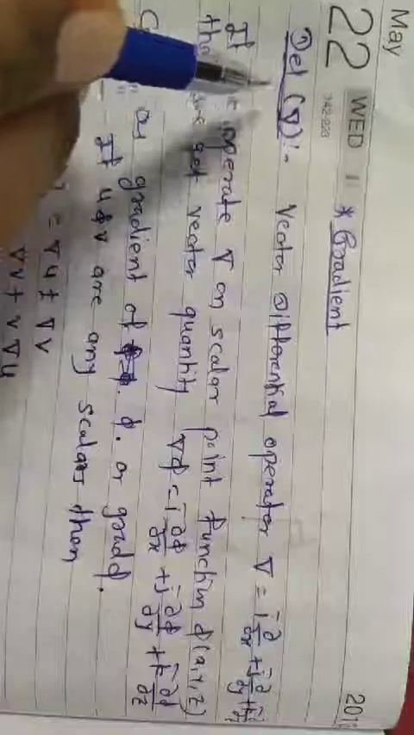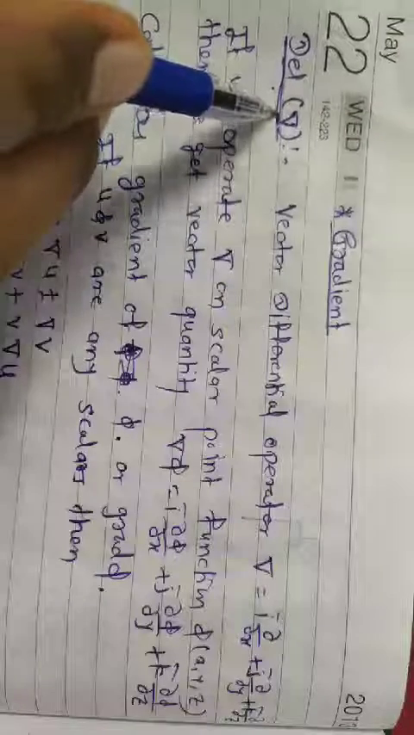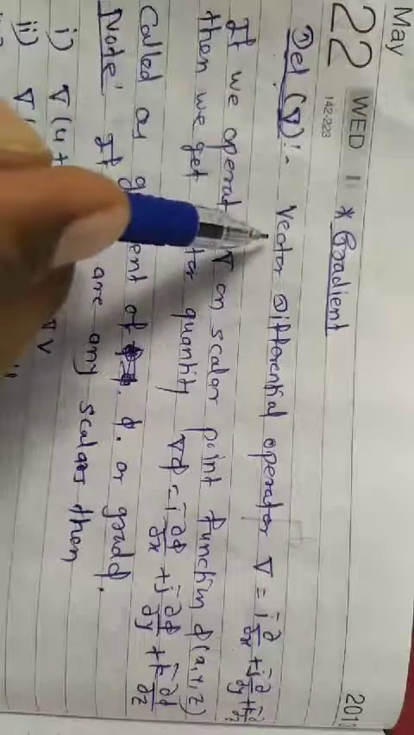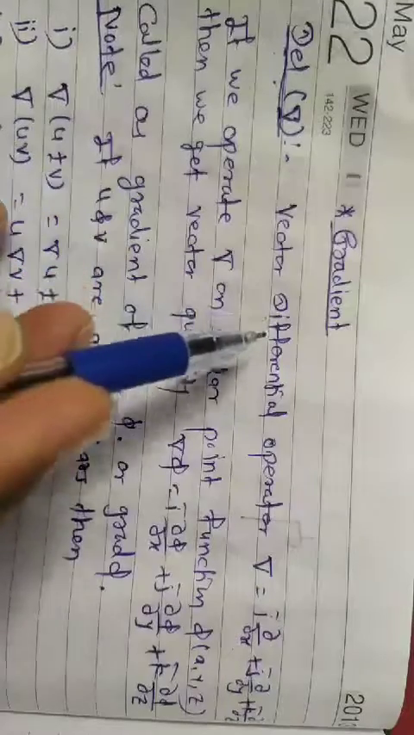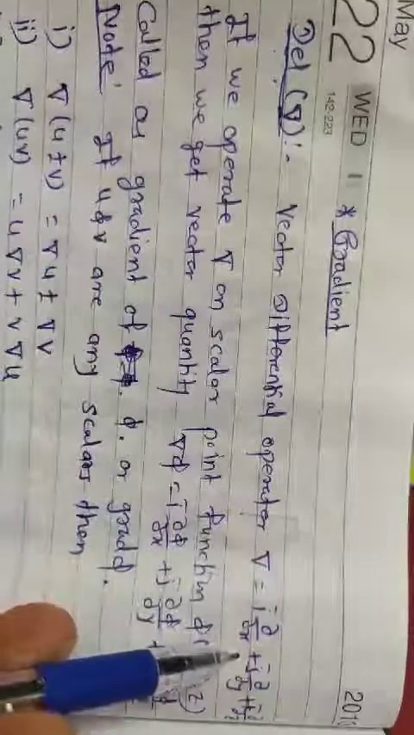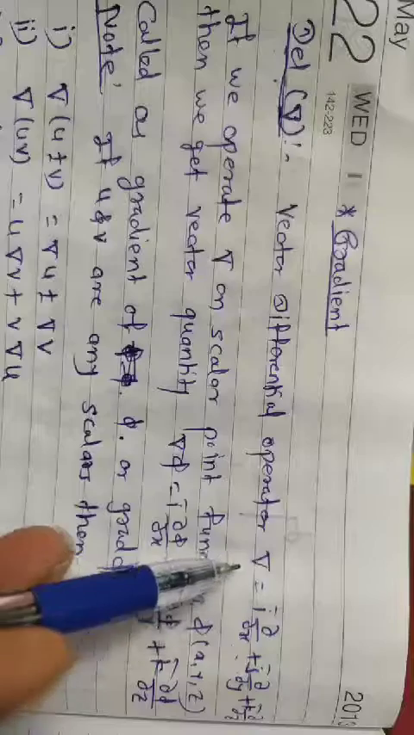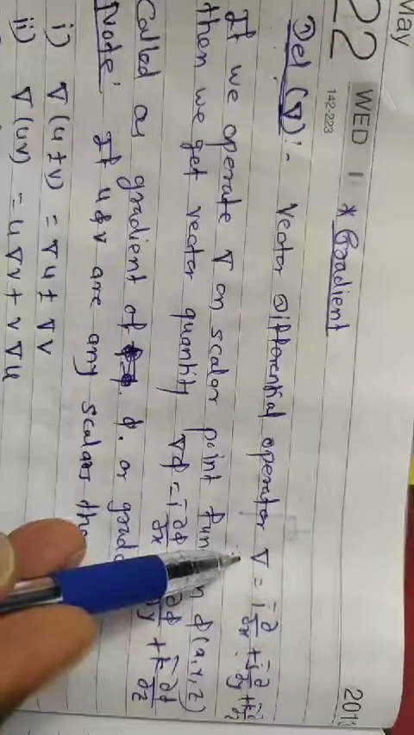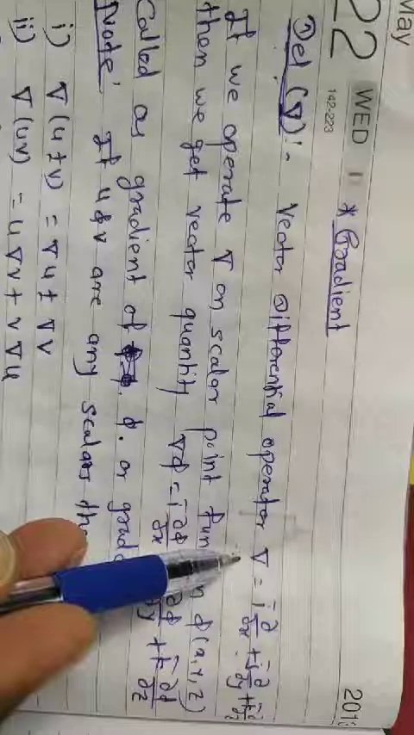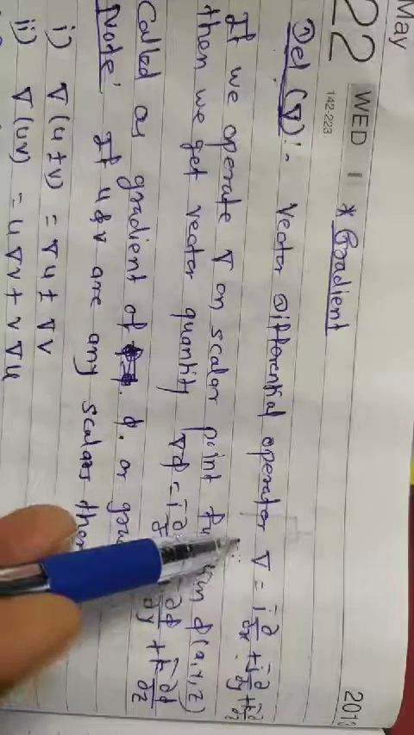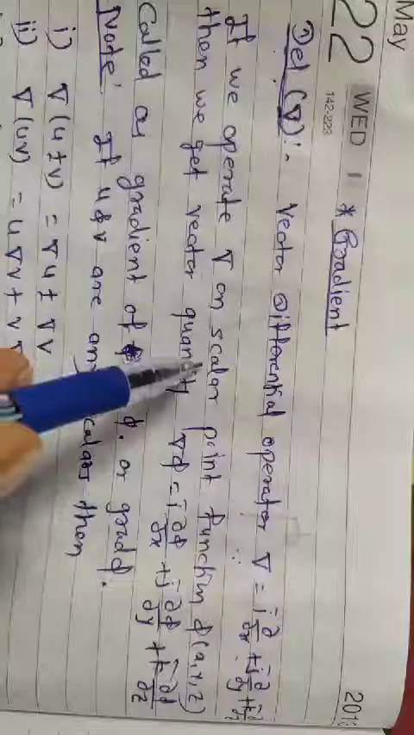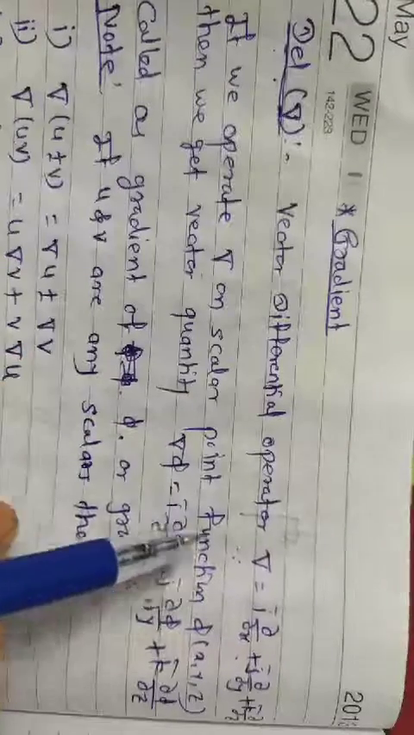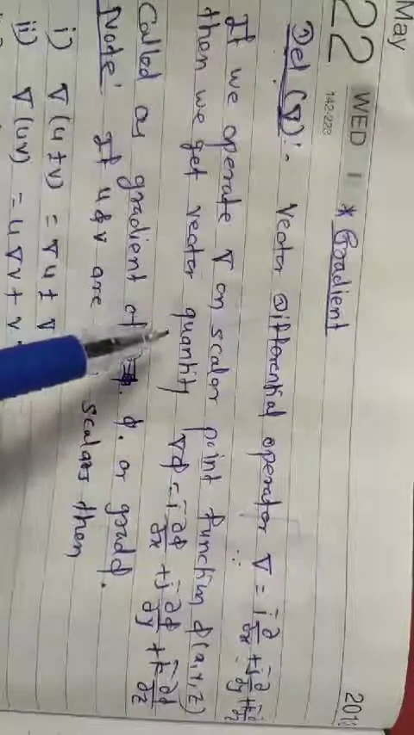Del is also called nabla, and this del is a vector differential operator that can be written as del = i ∂/∂x + j ∂/∂y + k ∂/∂z. So del is a vector quantity, and suppose a scalar quantity phi is given. If we operate this del on the scalar point function phi, then we get the vector quantity del phi.